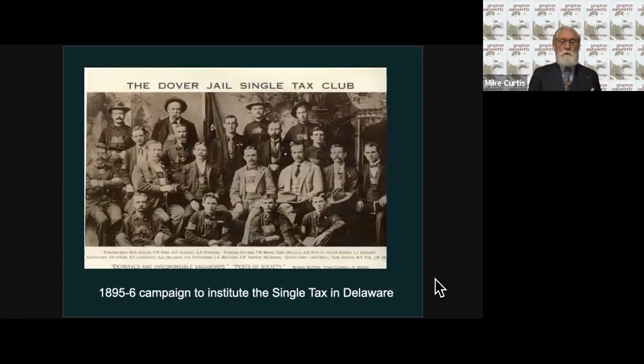And the Dover Jail Single Tax Club, part of the 1895 and 1896 campaign to institute the single tax in Delaware. They were called depraved and irresponsible vagabonds, pests of society. They were arrested for blocking the sidewalk while giving speeches in the capital of Delaware, Dover. They gave thousands of speeches and spent something like $25,000, which was a lot of money in those days, and only got 3% of the vote. The newspaper said that what the Republicans were paying to buy votes could have bought them a lot more votes than they actually got.